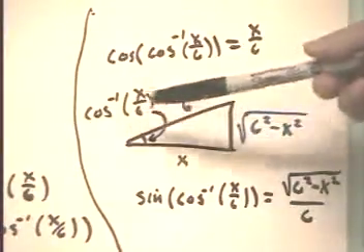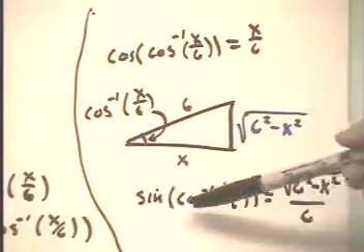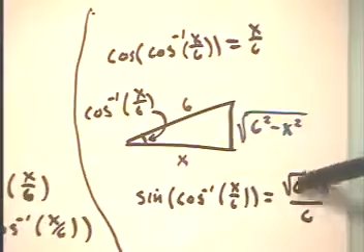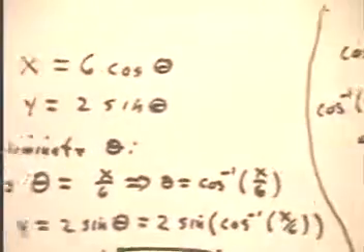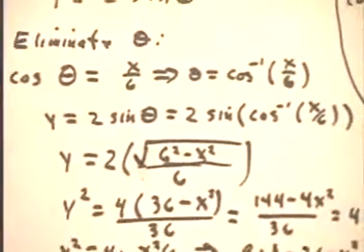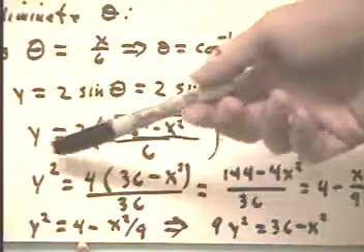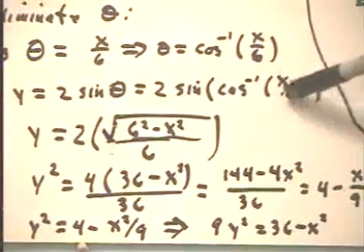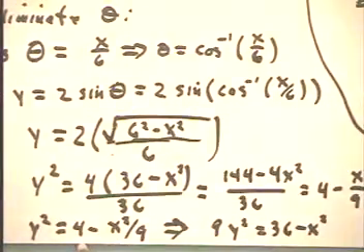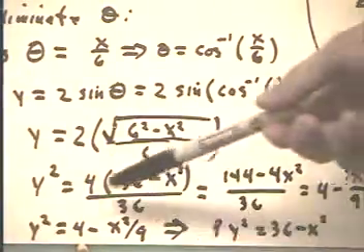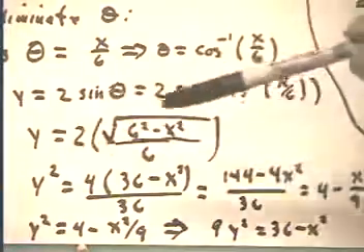The angle inverse cosine of x over 6 then has a sine that's equal to this over this. So we say the sine of the inverse cosine of x over 6 is the square root of 6 squared minus x squared over 6. So that's where we got this expression. So now we see that y is 2 times the sine of the inverse cosine of x over 6, which is going to be 2 times this expression. From this, we see that y squared is 4 times 36 minus x squared over 36. In other words, squaring both sides.